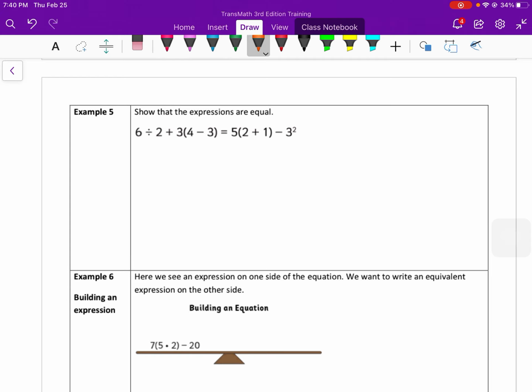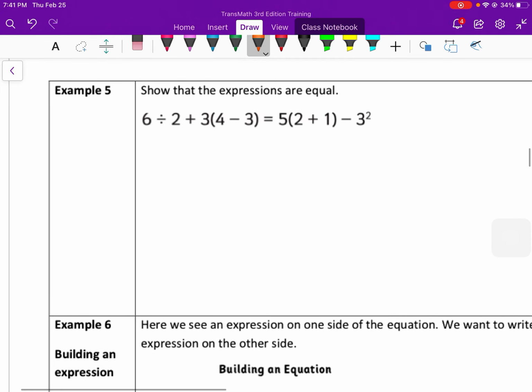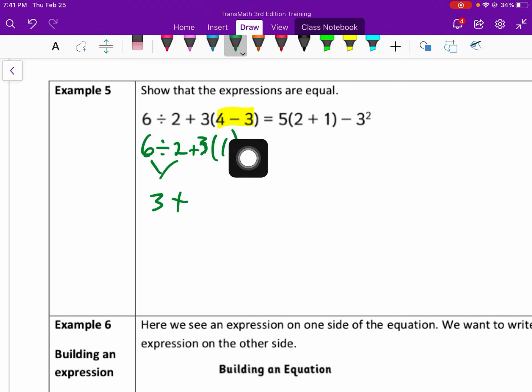Show that the expressions are equal. So again, we're going to do the same things. We're going to show by simplifying down that both expressions are equal. So let's do the left side. First, for order of operations in PEMDAS, we must do the parentheses. So 6 divided by 2 plus 3 times 4 minus 3 is 1. Then we can do 6 divided by 2 is 3 plus 3 times 1. Well, 1 times anything is itself, so 3 times 1 is 3. So we have, again, 6 when we added 3 plus 3.